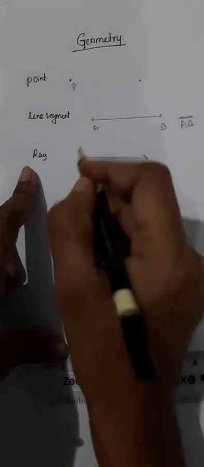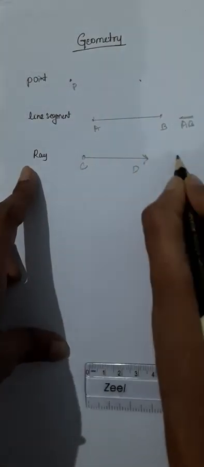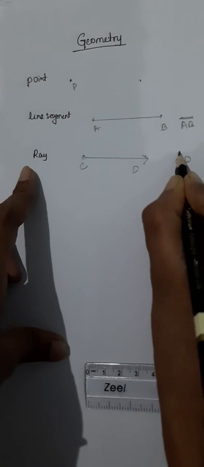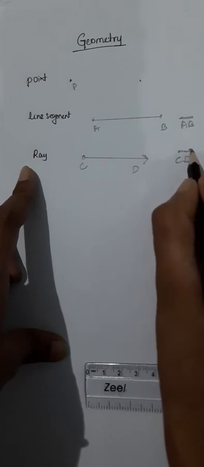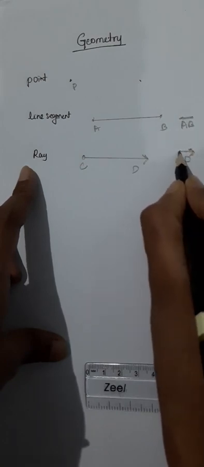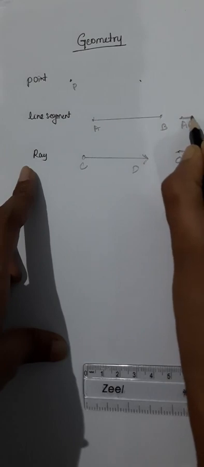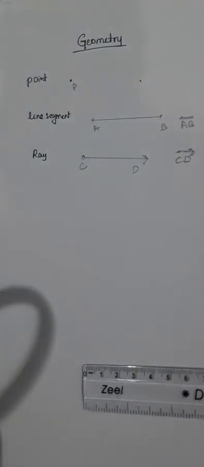Say CD. CD is a ray. We denote it like this. One side dot and other side arrow mark. Means one side is extended, other side is fixed. Here, in a line segment, both the point sides are fixed.